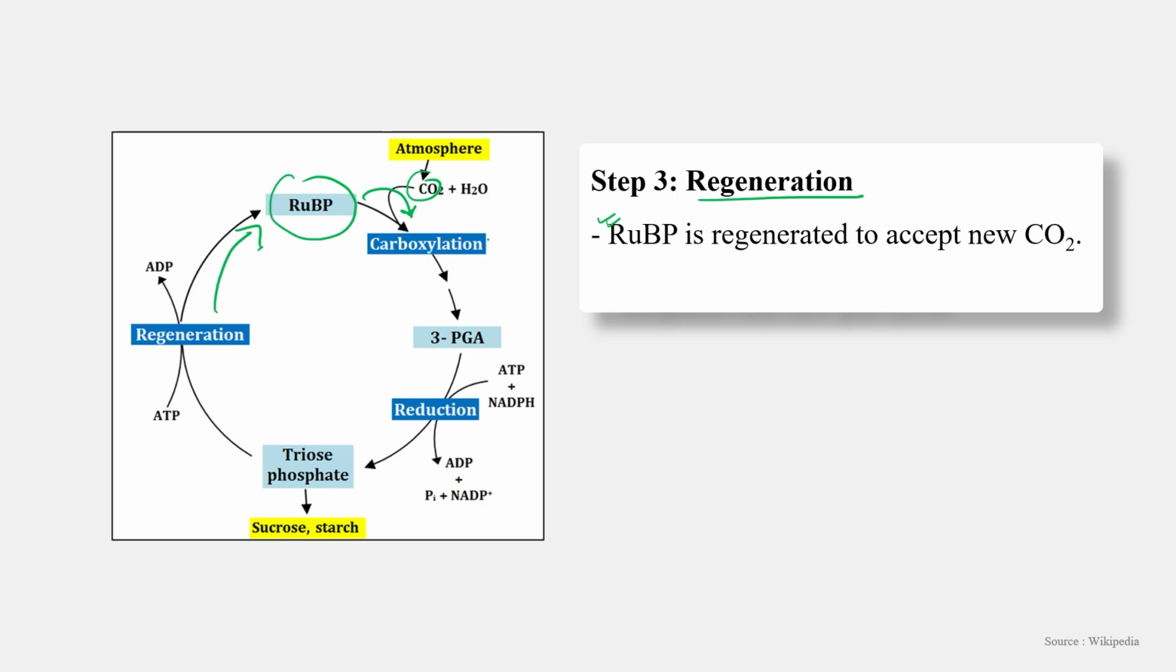This will regenerate after the regeneration step to accept new carbon dioxide through carboxylation. So this is the third step. First carboxylation, followed by reduction, in which ATP and NADPH are used up, and then it leaves that carbon and fixes it into sucrose, and then regeneration of ribulose bisphosphate occurs. Why do we require ribulose bisphosphate? To accept a new carbon, and in this process one ATP molecule is used up. So here 2 molecules, here 1. So a total of 3 ATP molecules are used up in this process.